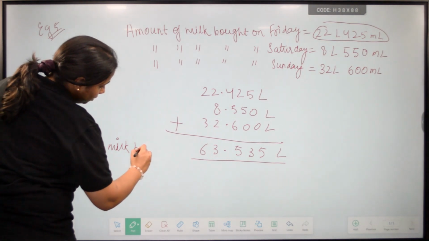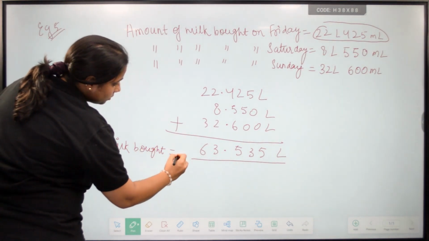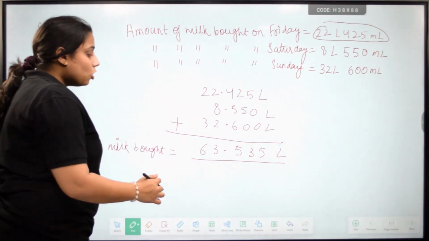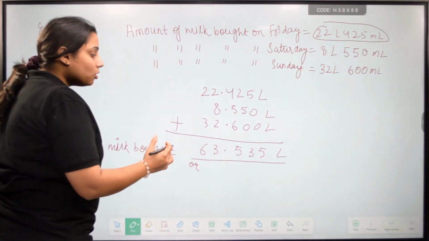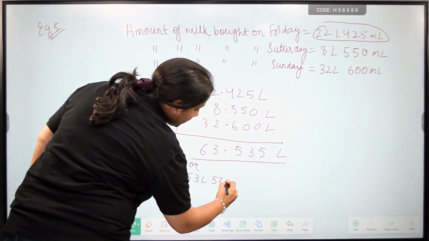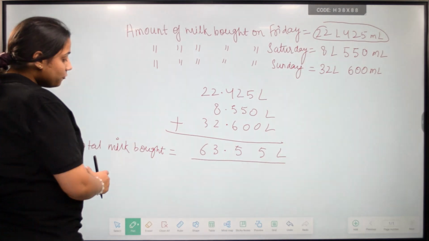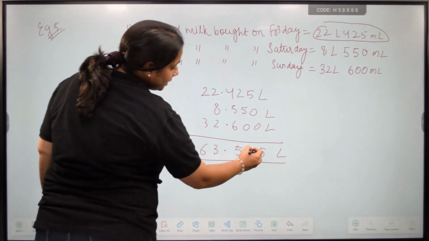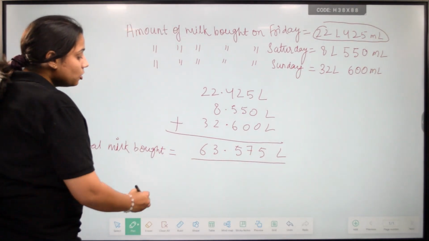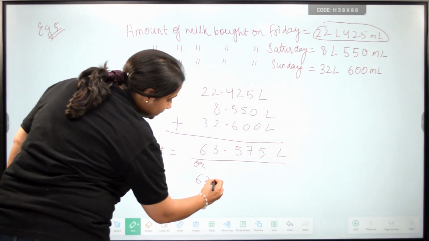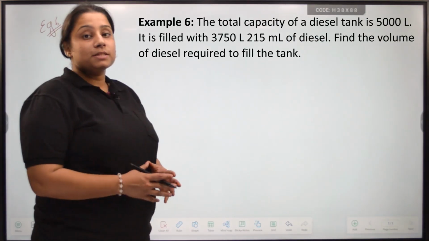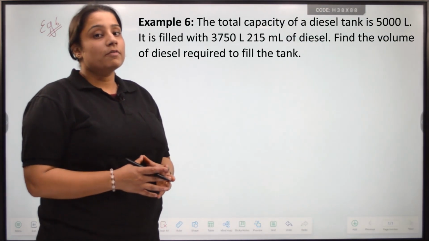Hence, the total milk bought is equal to 63.535 liters, and this can also be written as 63 liters and 535 milliliters. Therefore, the total milk bought is 63.575 liters, or it can be written as 63 liters 575 ml.